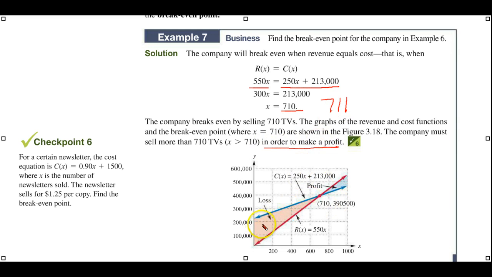Now this is a nice diagram. Anything that occurs in this area is a loss. And then anything that occurs up in this area is a profit. Your break-even point is you will sell 710 units, bringing in this much money. 711 now brings you into this blue area up here, which is your profit area.